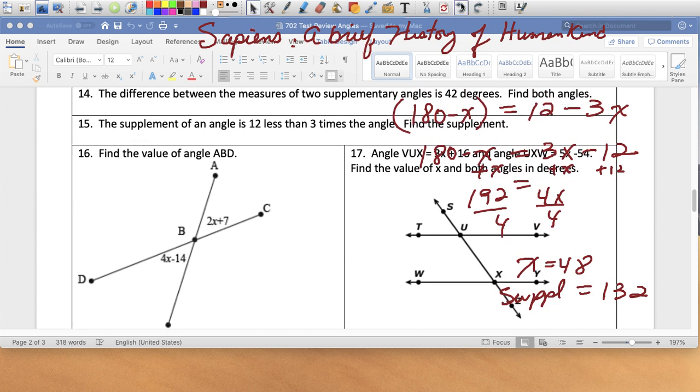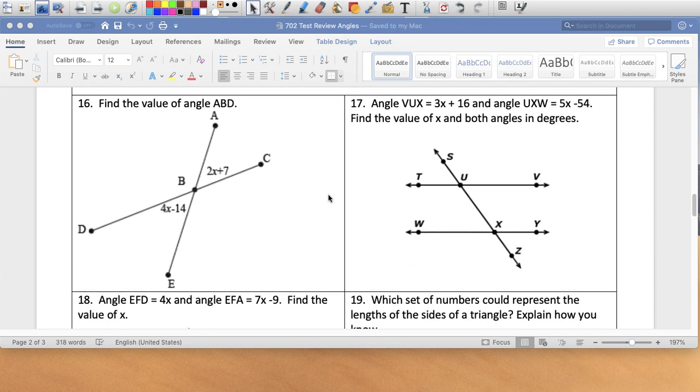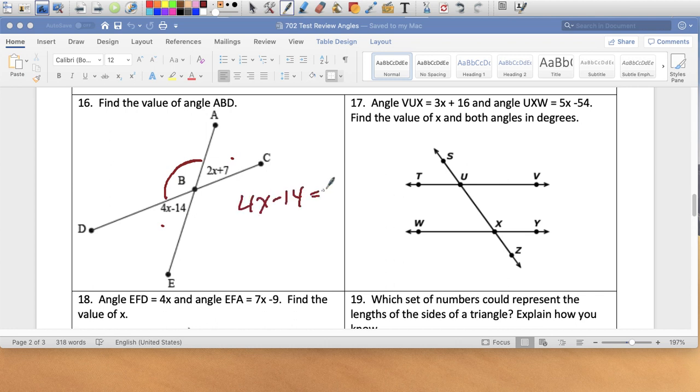Where am I? 16? Take that out. 16. Find the value of angle ABD. ABD. So I want this one right here. So let's find the other two. This one and this one. They're related because they're equal to each other. 4x minus 14 equals 2x plus 7. Minus 2x, minus 2x. 2x equals 14 plus 7 is 21. X equals 10.5.